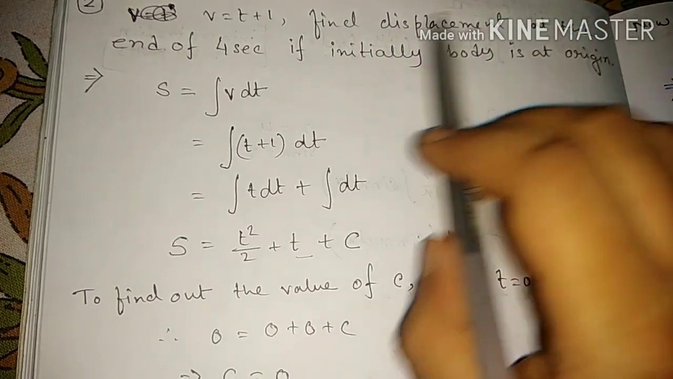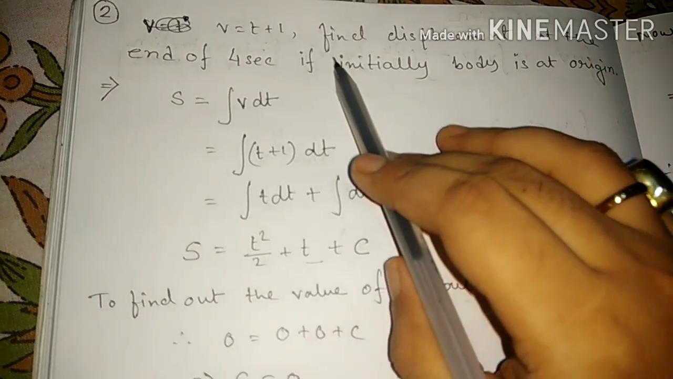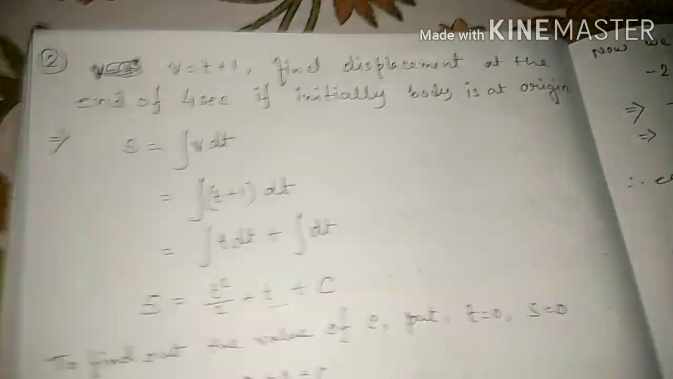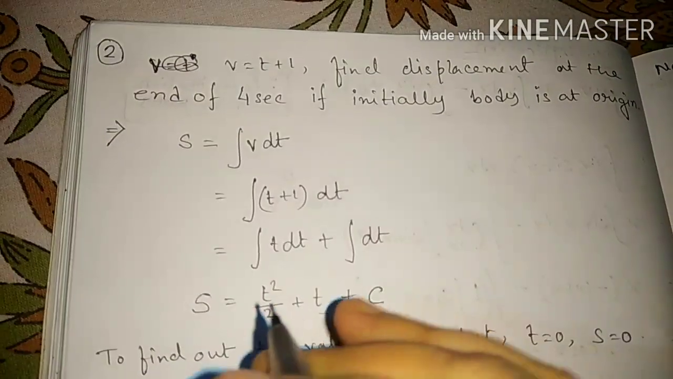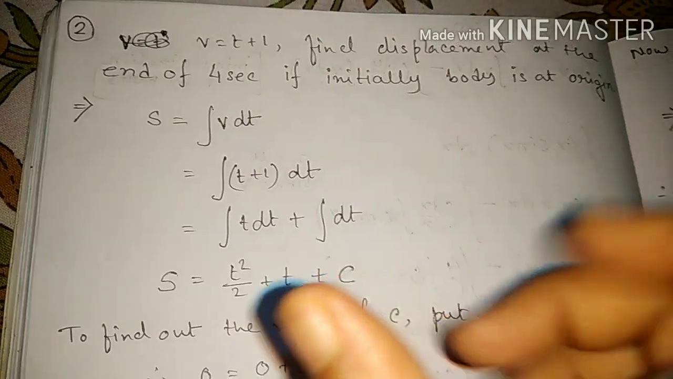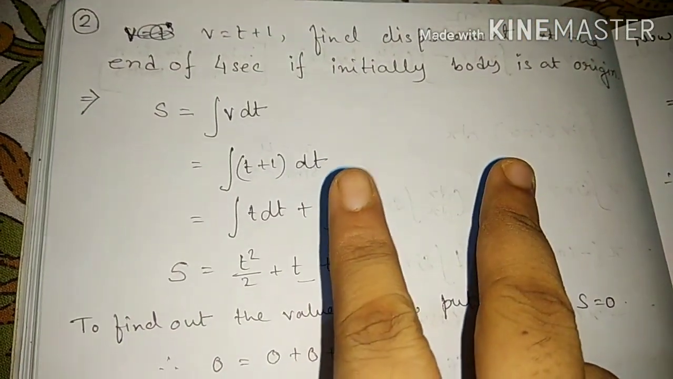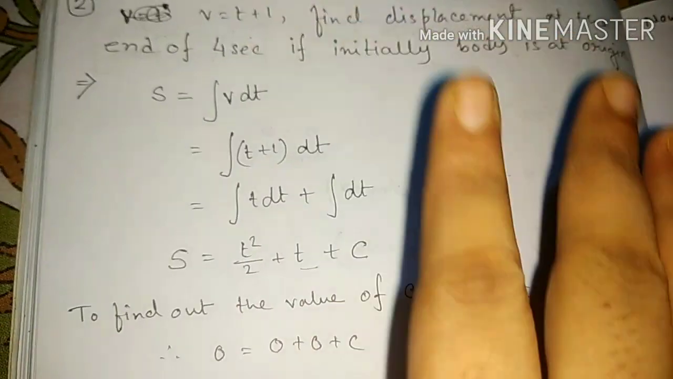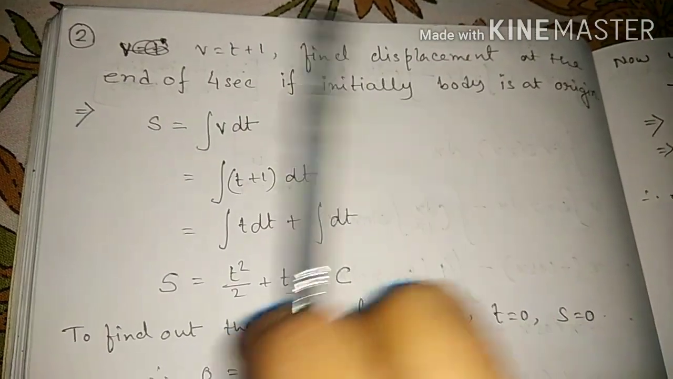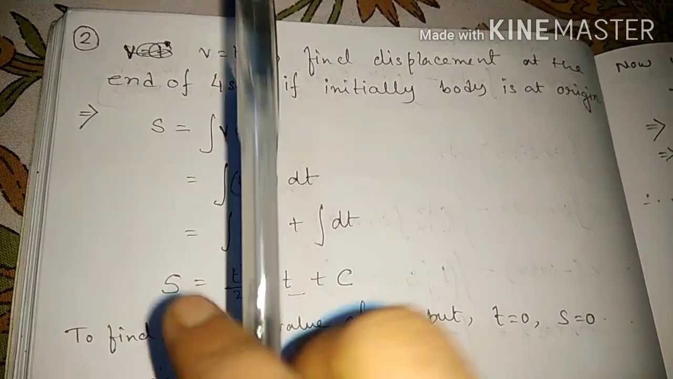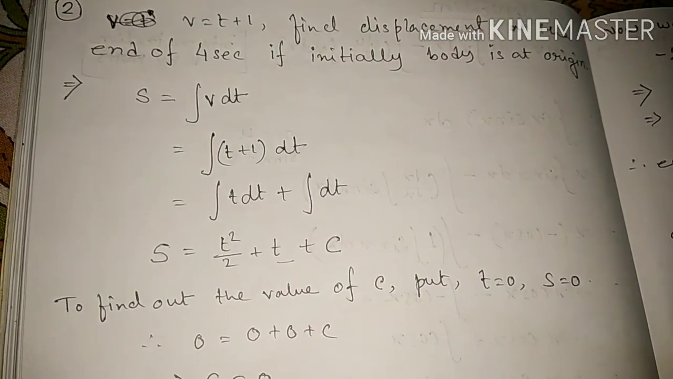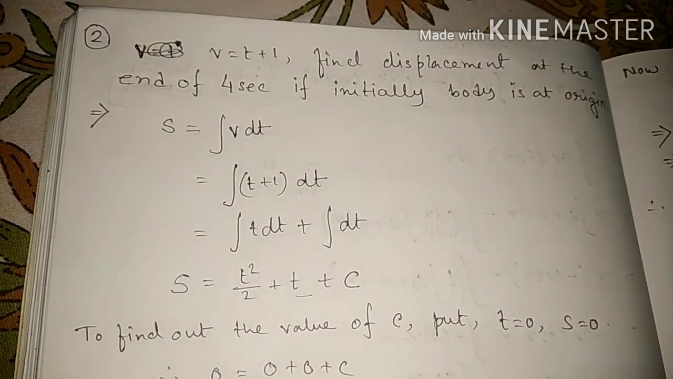Here, we use this information when we calculate the value of c. In the first problem, within a limit of t, we find the velocity within a certain range. A limit is given, that's why that is called definite integration. But here no limit is given, not from this to this. We find the displacement at the end of 4 seconds only, and one piece of information is given: initially the body is at origin.